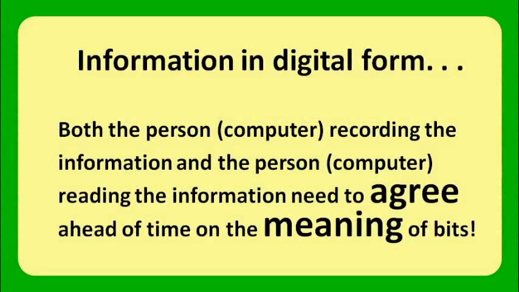Information in digital form. The important thing to remember is that we're dealing here with bits. Bits can be on or off, and collections of bits make up bytes. But in order for the information to be of any consequence stored in this form, both the person recording the information, or the computer recording it actually, and the person receiving the information and intending to read it, or the computer intending to read it, have to agree on the meaning of those bits. And that's the key to understanding these different formats, at least in a general form.